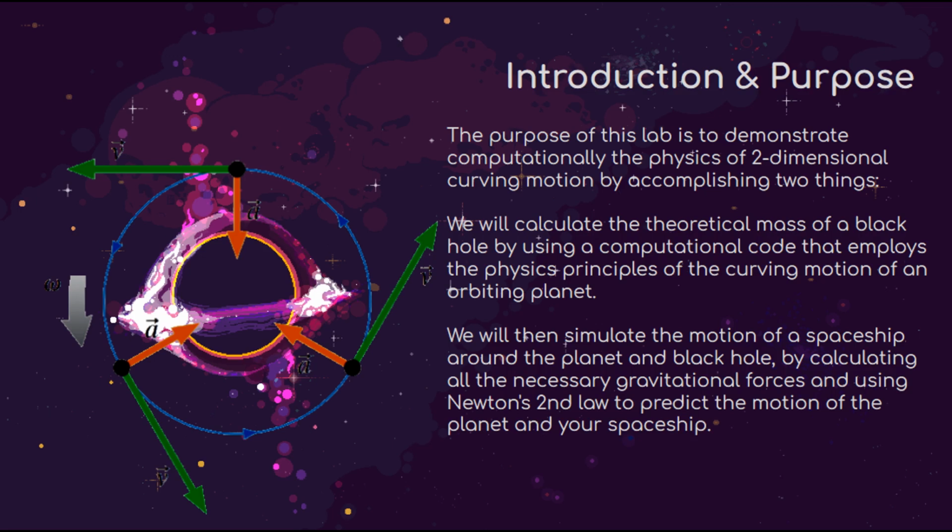So the purpose of this lab is to demonstrate computationally the physics of two-dimensional curving motion by accomplishing two things. We'll first calculate the theoretical mass of a black hole by using a computational code that employs the physics principles of curving motion of an orbiting object. And then we will simulate the motion of a spaceship around the planet and black hole by calculating all necessary gravitational forces and using Newton's second law to predict the motion and velocity of the planet and your spaceship.